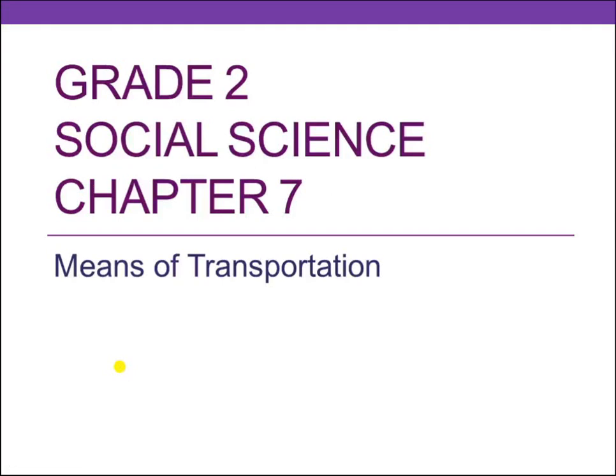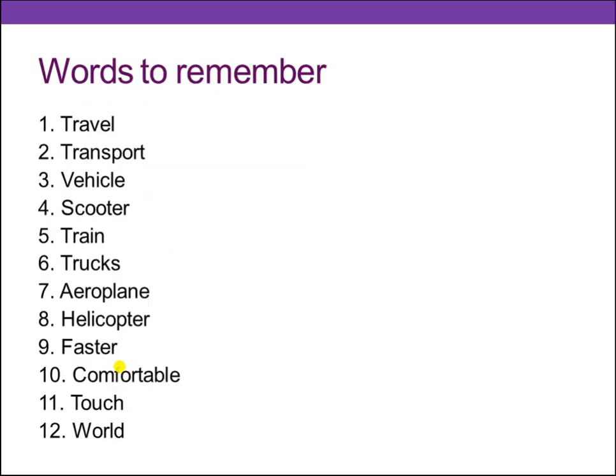In this video, we are going to learn social science of grade 2. I hope the revision video was useful and you are very clear with chapter 1 to 6, isn't it? Yes. In this video, we are going to learn chapter 7. The topic name is means of transportation. Before starting the lesson, let's see some words to remember while you're learning this lesson.